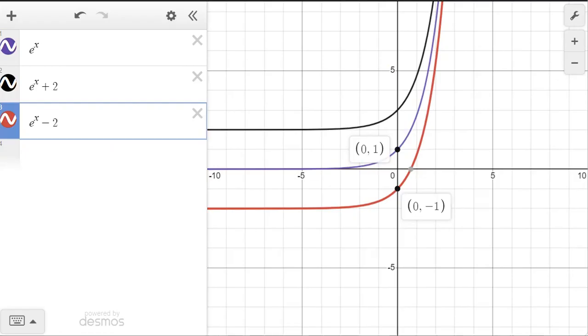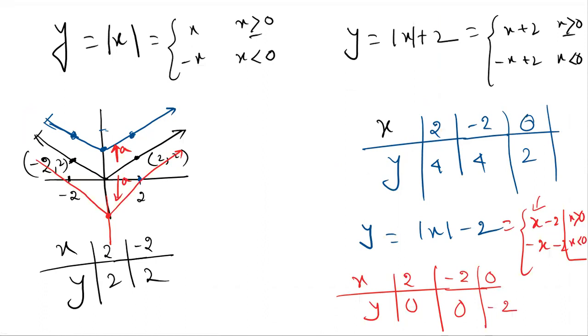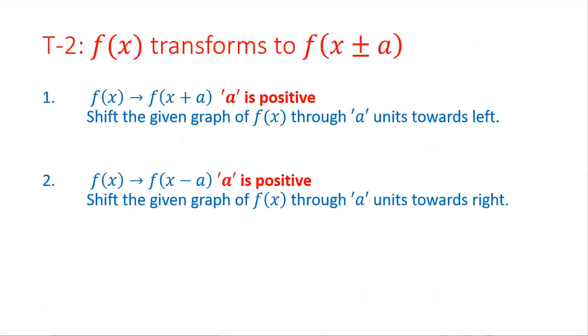Oh, you can plot the graph of sin x, cos x, and many other functions in the same way, with the same pattern. Now we'll go to the next transformation, that is f of x plus a, f of x plus or minus a. For this graph, I will again consider the function as mod so that I can explain it in a better way. Let me consider the graph of f of x as mod x.